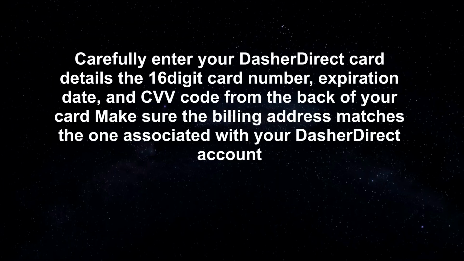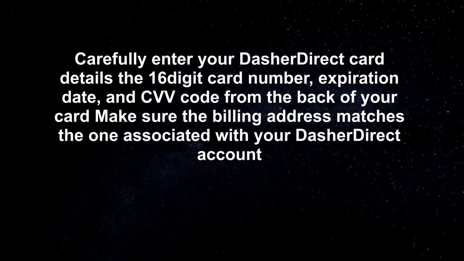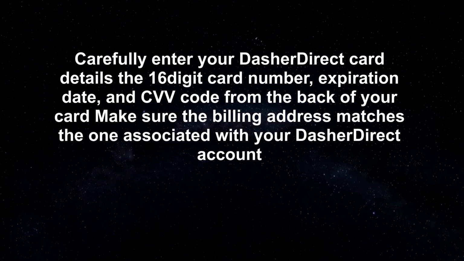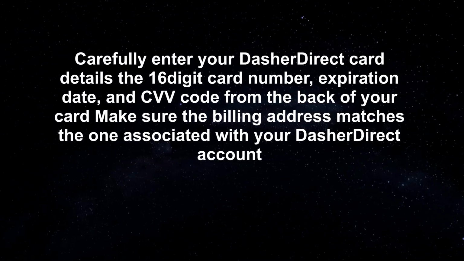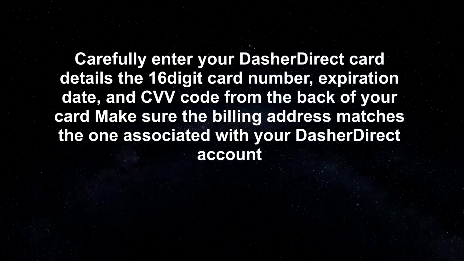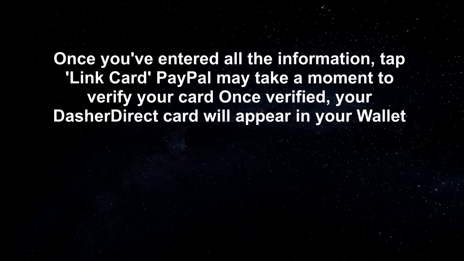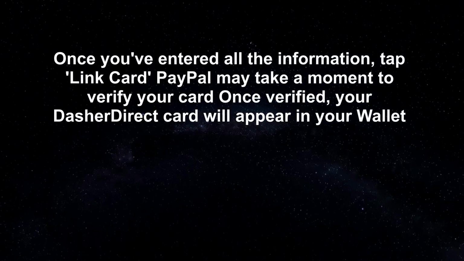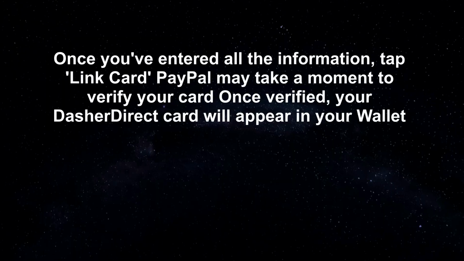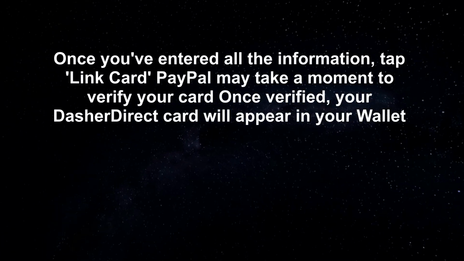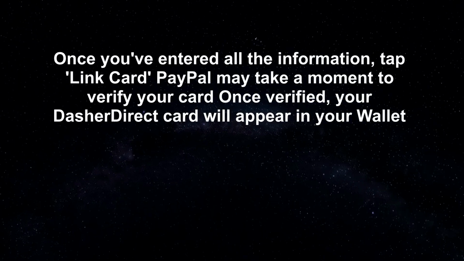Carefully enter your DasherDirect card details, the 16-digit card number, expiration date, and CVV code from the back of your card. Make sure the billing address matches the one associated with your DasherDirect account. Once you've entered all the information, tap Link Card. PayPal may take a moment to verify your card. Once verified, your DasherDirect card will appear in your wallet.